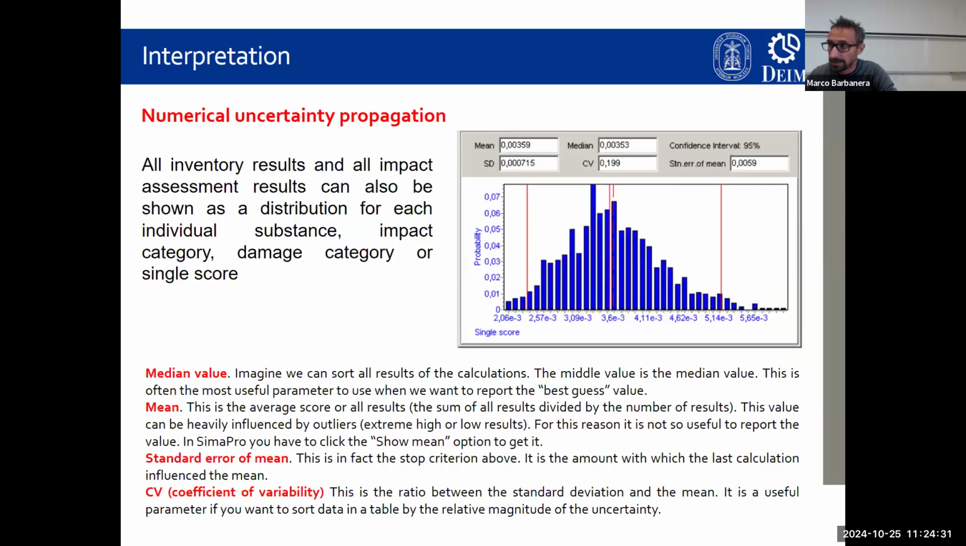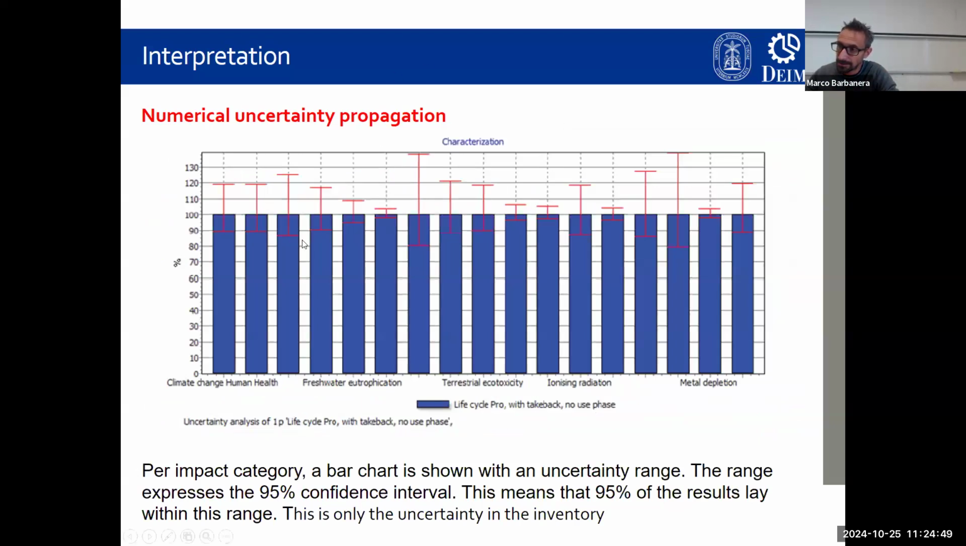Yeah, but then from the software you have the possibility to calculate for each impact category also other statistical parameters: the mean value, the median value, the standard error of the mean, but it's not important. It's important to define this range for each impact category. This is the most significant result from the uncertainty analysis. And the uncertainty analysis can be carried out, for example, in the SimaPro software.